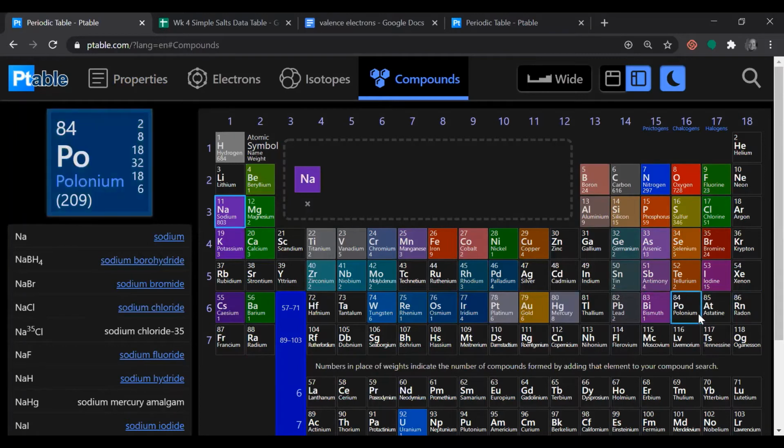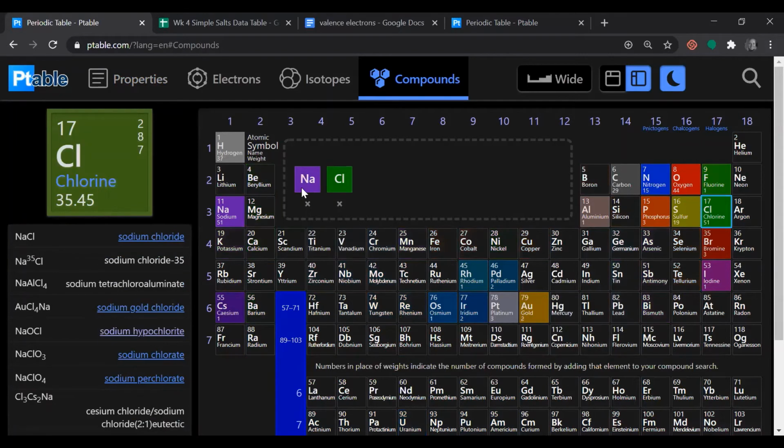So I'm going to look for some non-metals. And remember, the non-metals are over here. We're going to look for a non-metal. And let's just do table salt because we know it exists. I'm going to grab the chlorine and pull it over here. And now I'm going to see what compounds exist with sodium and chlorine. Right at the top will be the simplest one, hopefully, with any luck. And we've got sodium and chlorine make sodium chloride. And that is just table salt.